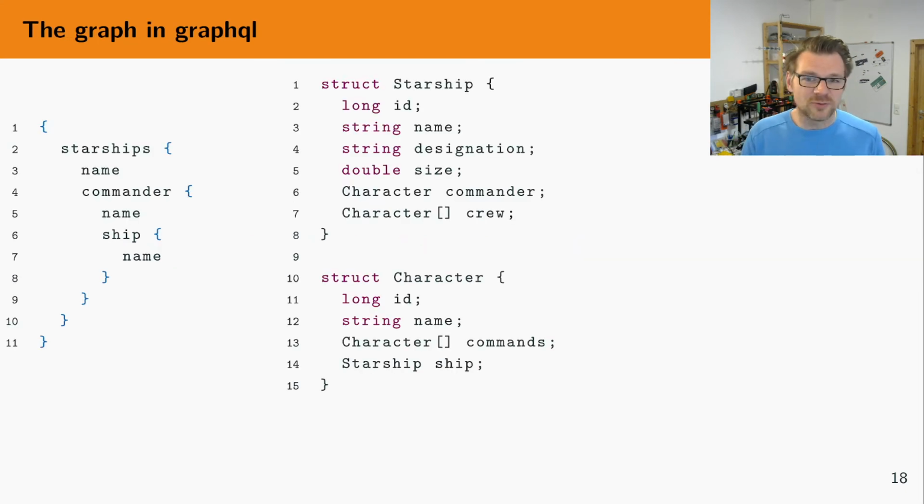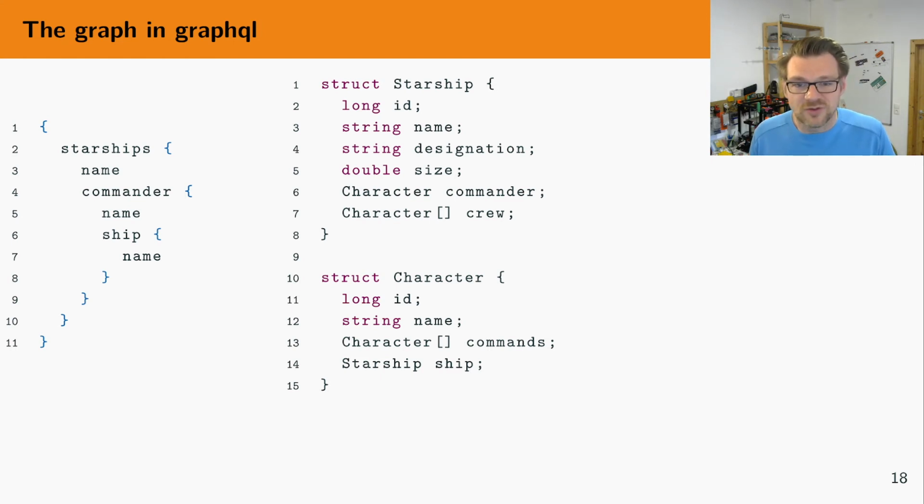So far, we haven't really seen why GraphQL is called GraphQL. On the left there, we have a query where we again get all the starships, get their names, but then also we get their commanders. And as we can see on the right, the commander is going to be a character of type character. And that person then also has a name and also has a ship of which he or she or it is a commander.